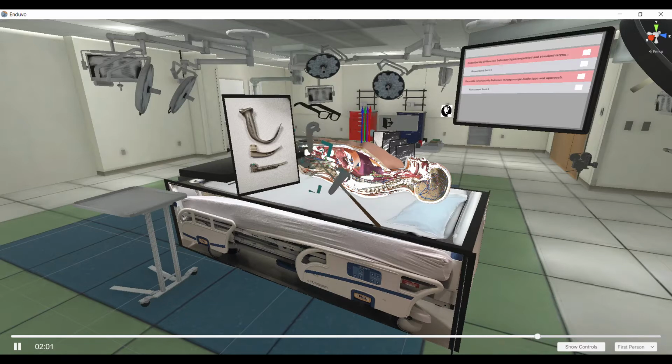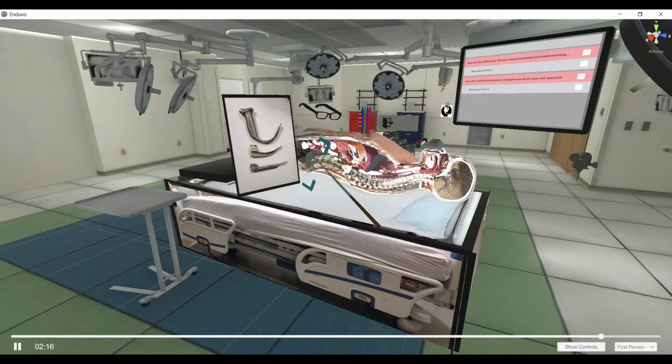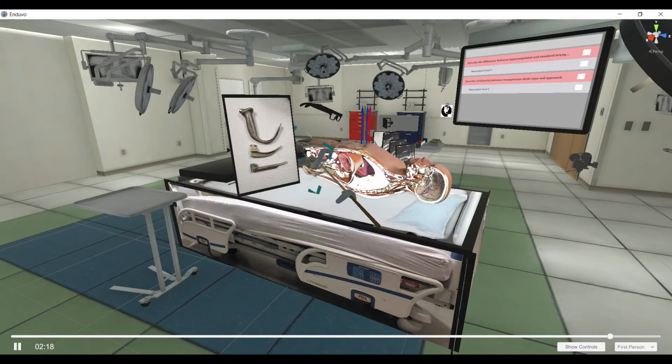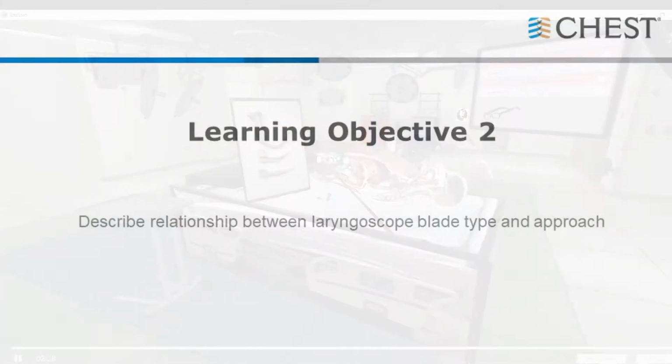I would encourage you to pause the lesson and take some time and interact with the cut planes of the anatomic model, just kind of familiarizing yourself with some of the tools that are available to you in this virtual reality environment. You can make the model bigger, smaller, change your cut plane to look at different parts of the anatomy, and just kind of get used to some of the tools that are available to you in this environment. When you're ready, continue the lesson and we'll go on to the next portion.